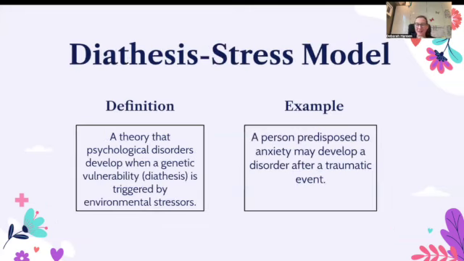The diathesis-stress model. The definition is a theory that psychological disorders develop when a genetic vulnerability, a diathesis, is triggered by environmental stressors. So, for example, a person predisposed to anxiety might develop a disorder after a traumatic event.